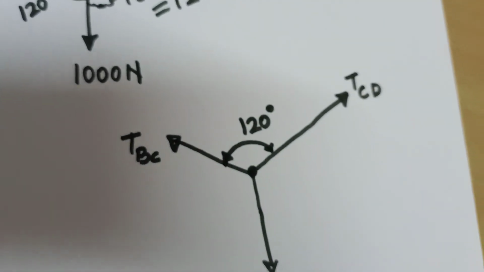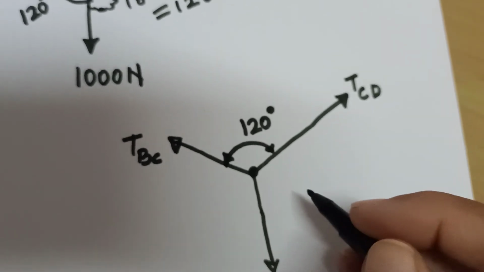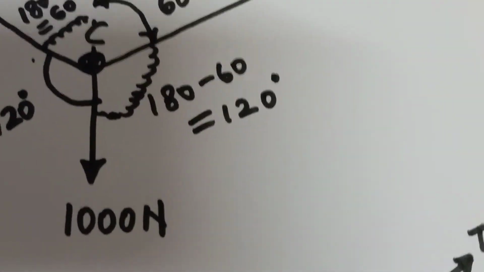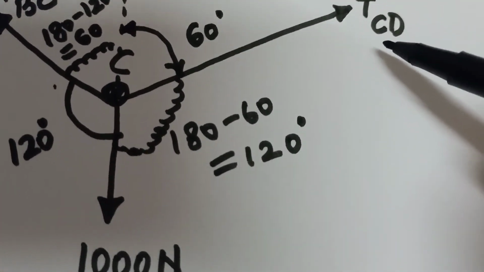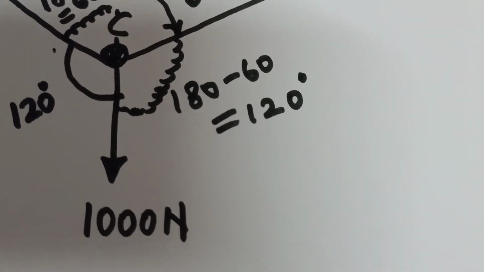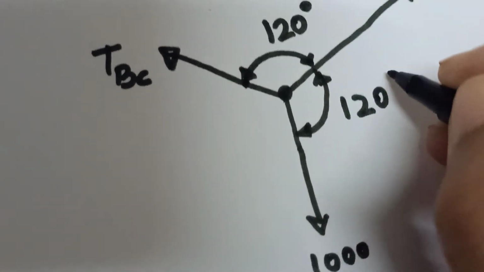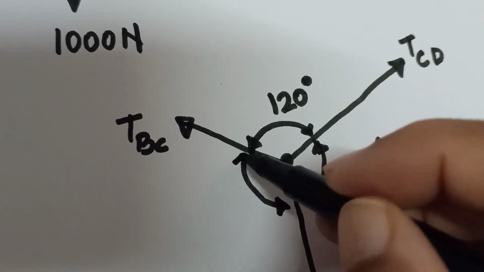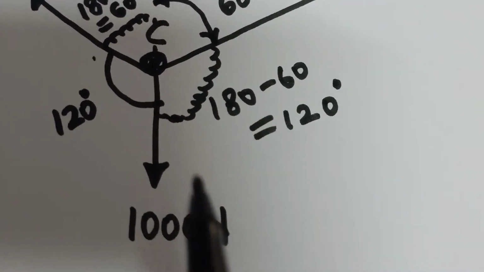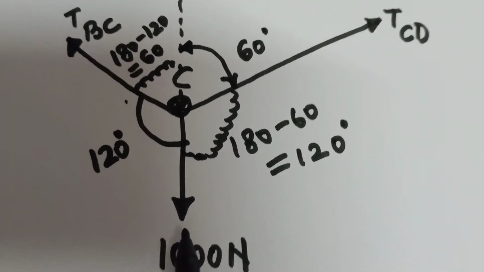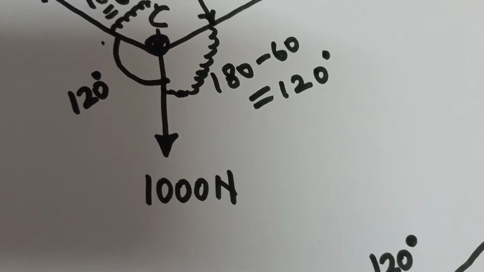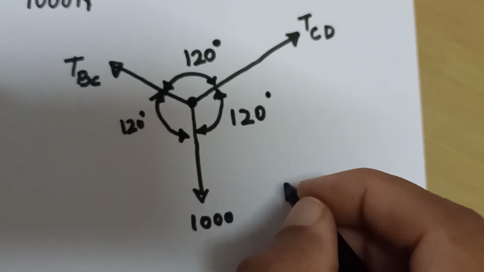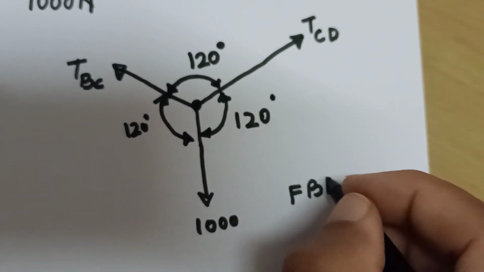Now I want to find out the angle between 1000 and string CD. What is the angle between string CD and 1000? 120. So we put over here 120 degree. Now I want to have the angle between BC and 1000. It is again 120. So this is 120 degree. So this whole diagram is called as a free body diagram.